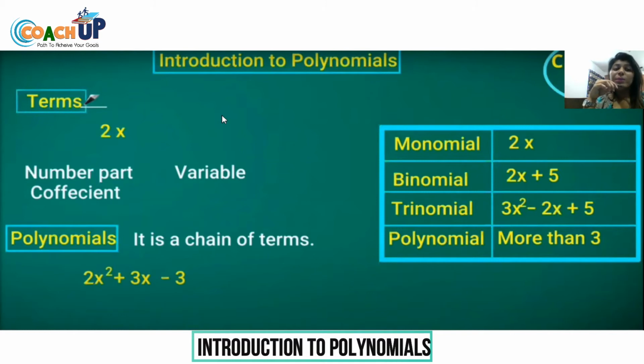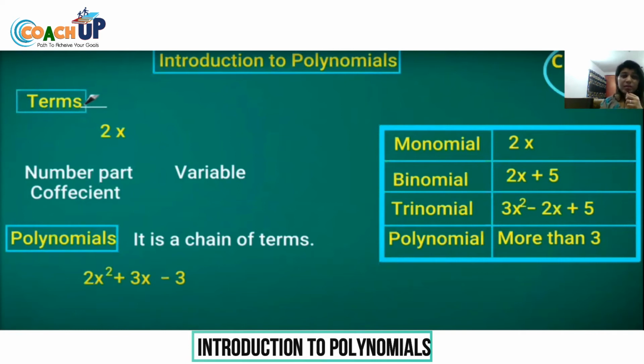Now, on the basis of the terms, we have a division of algebraic expressions into four types. Monomial: you can see the example 2x. When there's only one term, it's a monomial. Binomial: when there are two terms, for example 2x + 5. Trinomial: when we have three terms, 3x² - 2x + 5. Polynomial: more than three terms is called a polynomial. So a polynomial is a chain of terms, with more than three terms.